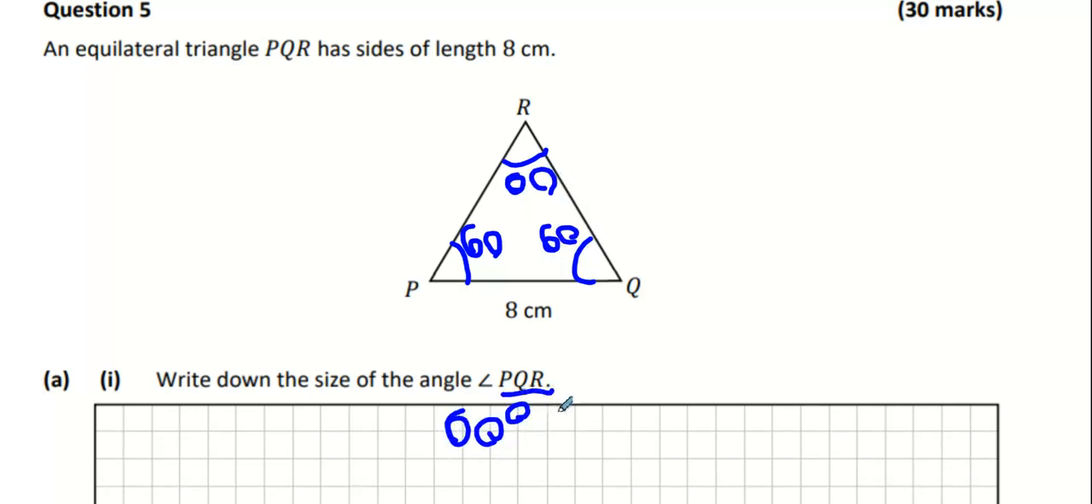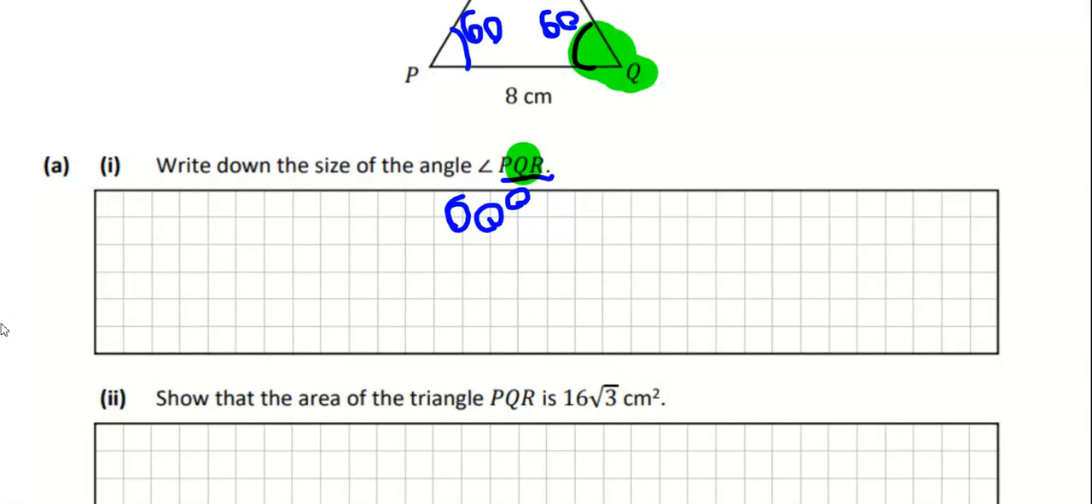Which angle would be PQR of interest? See the middle letter? The middle letter is the important letter. So that's angle Q. Do you see it? So all angles are 60 degrees. Happy days, right? Show the area of the triangle.